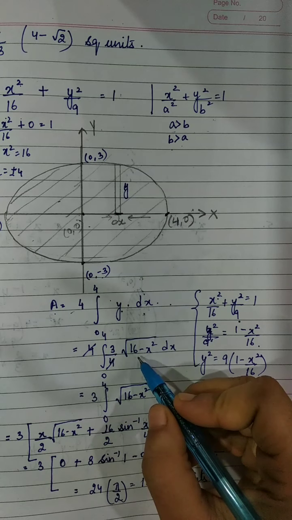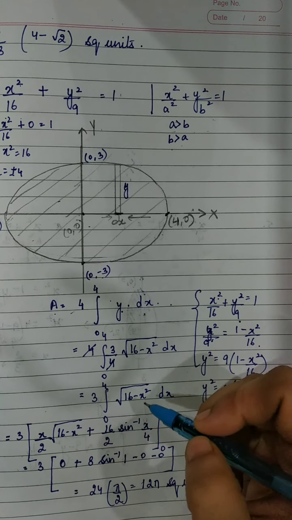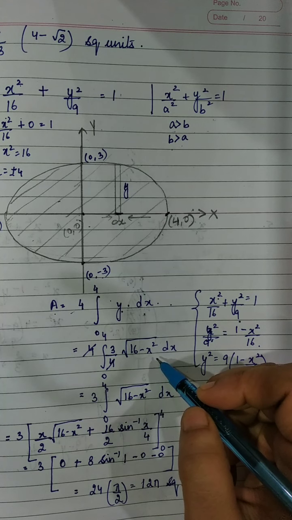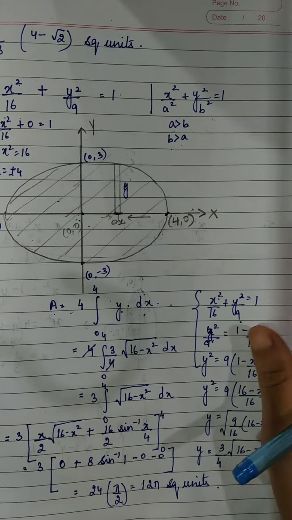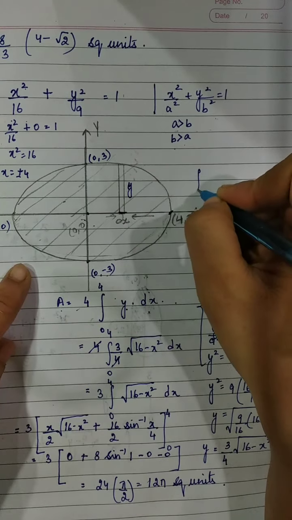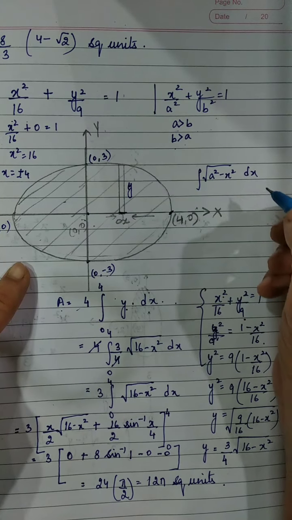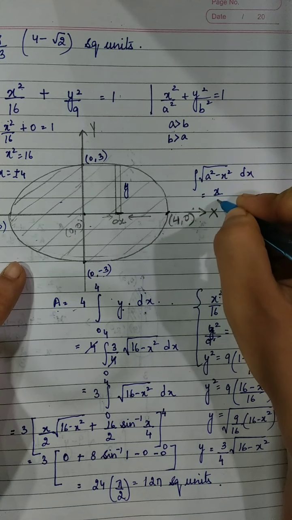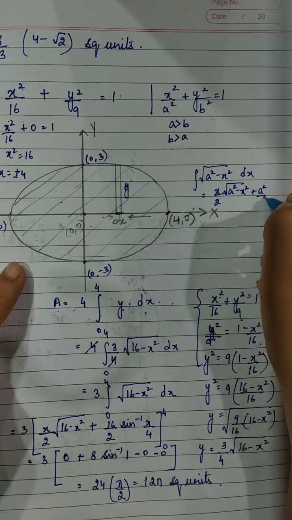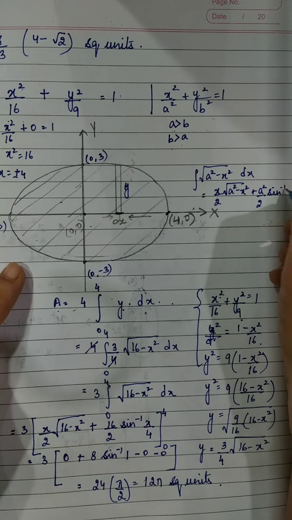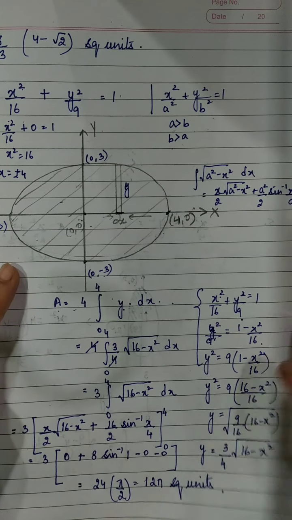Now remember the integration of under root of a square minus x square. What is the formula? It is x by 2 under root of a square minus x square plus a square by 2 sine inverse x by a. Right? So I'm using the formula for under root of a square minus x square dx. We have already done this in the previous chapter. This particular formula of integration would be commonly used in this exercise, right?